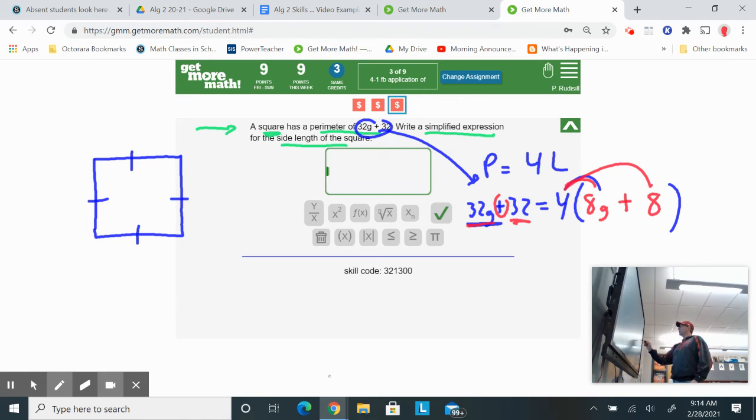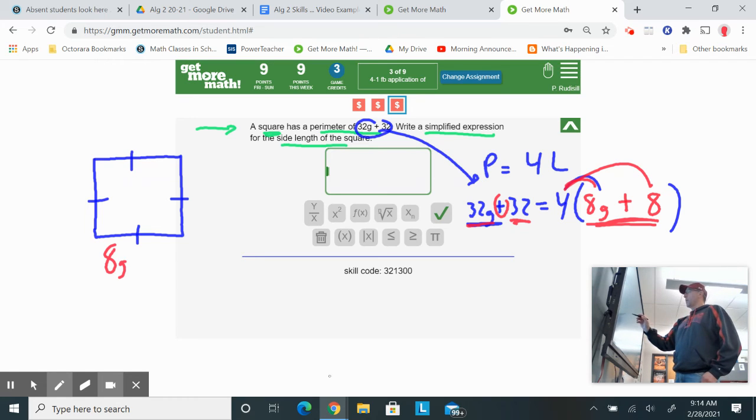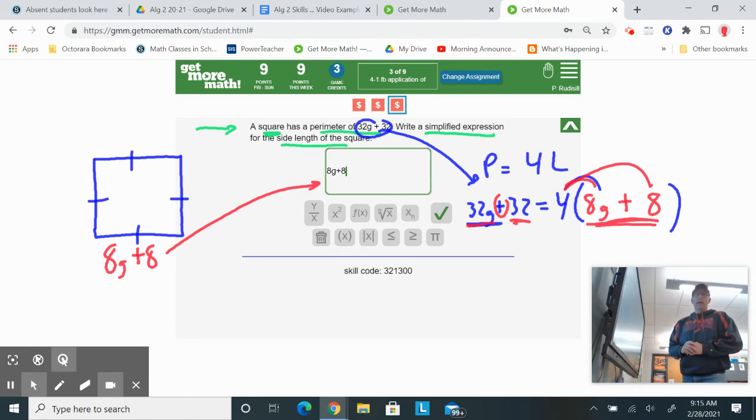And since this is addition, I know it has to be positive. So this is my missing side: 8g plus 8. All the sides are 8g plus 8. You have 4 of those, you have 32g plus 32, which is what my perimeter should be. So I'm pretty confident that when I type this in here, that missing side will be correct. This is a great example of having to apply things from years past to what we've been working with this year. Let's see what we got here.